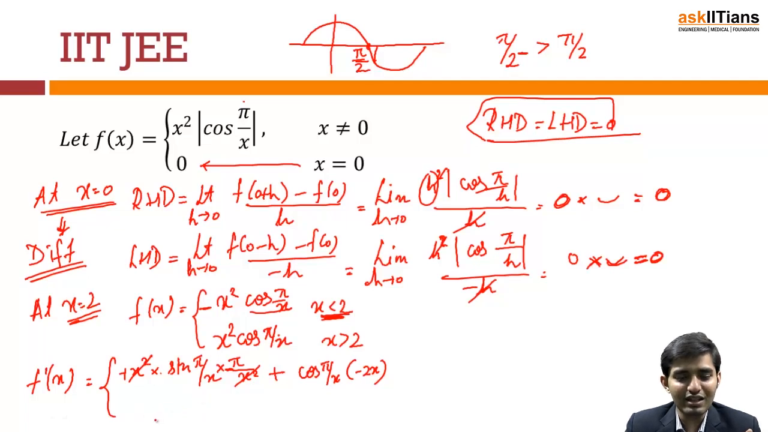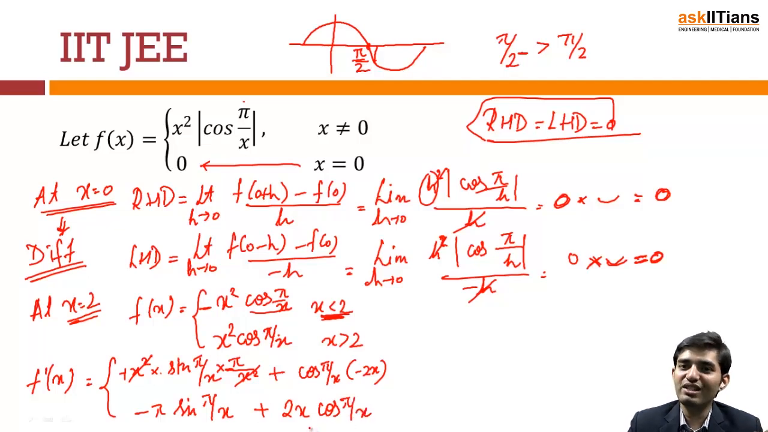Here you are getting pi, so here you will get minus pi sine of pi by x, plus here you will get plus 2x cos of pi by x, right? Now if you want to check whether this function is differentiable or not at x equal to 2, then you will have to find out what is f dash 2 plus and what is f dash 2 minus.